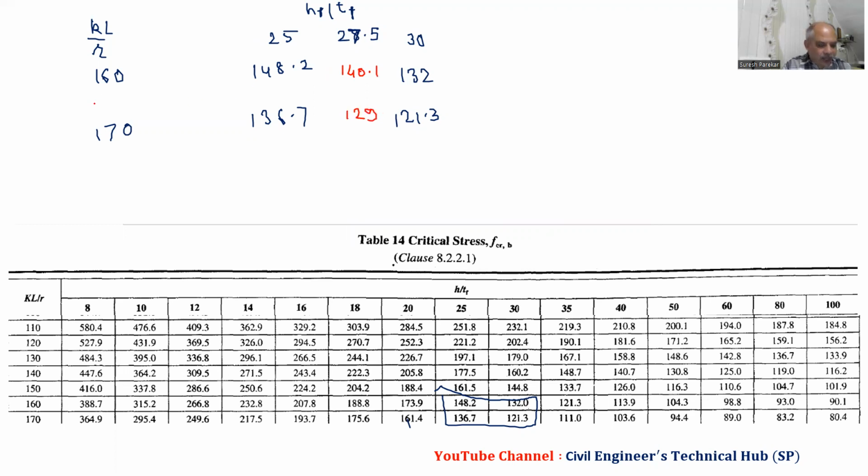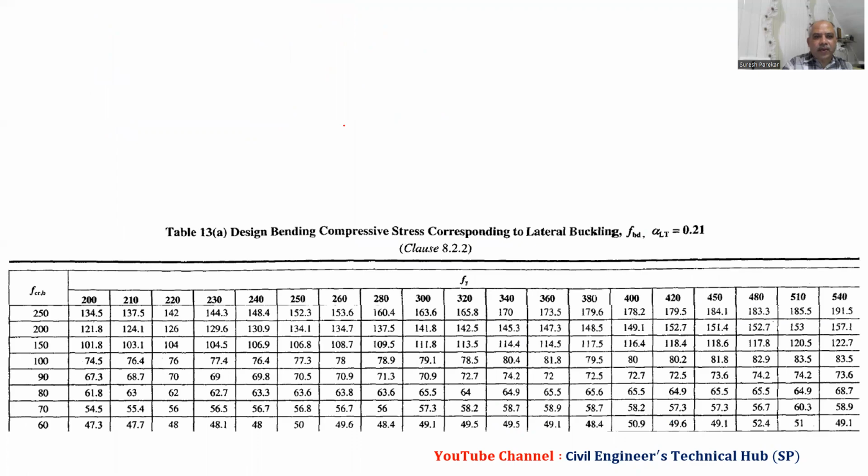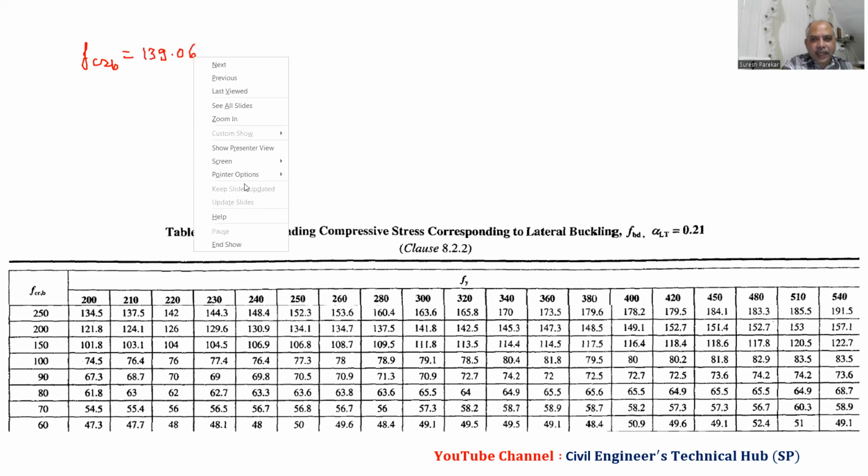And then calculate the value for 160.85, and we will get this value of fcrb, and this value comes 139.06. Knowing this fcrb value 139.06, so now I have fcrb 139.06. By using table 13A, which is for rolled section, I can find the value of fbd.